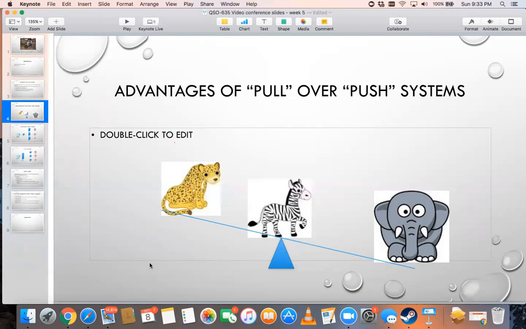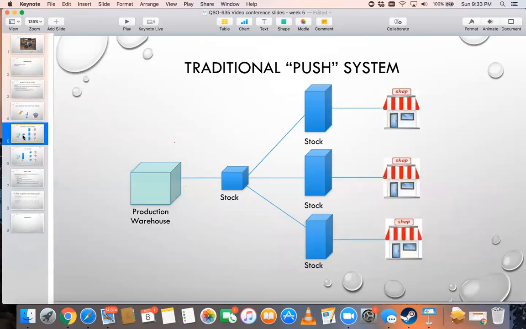So now I'm going to go over traditional push systems. I mentioned this for the most part. This is where we talk about centralizing stock. In this example, you have your production warehouse. And in between, you've got two locations where you have stock. One stock is near the production warehouse, and one set of stock is near the shop. If you notice, the majority of the stock is situated near the vendor or near the retailer.